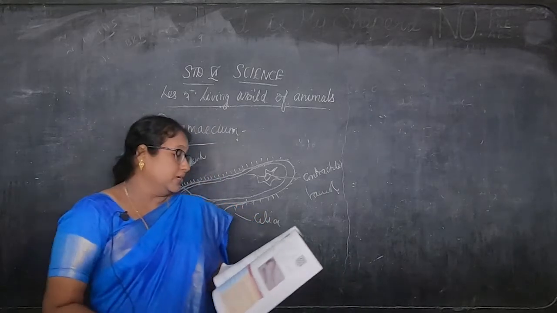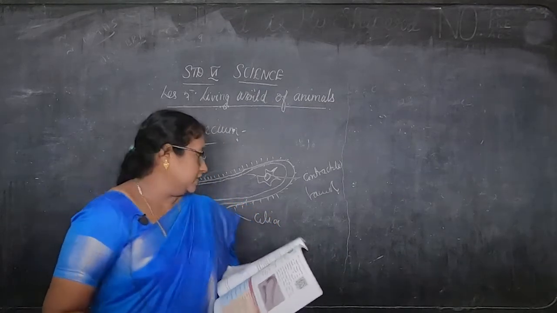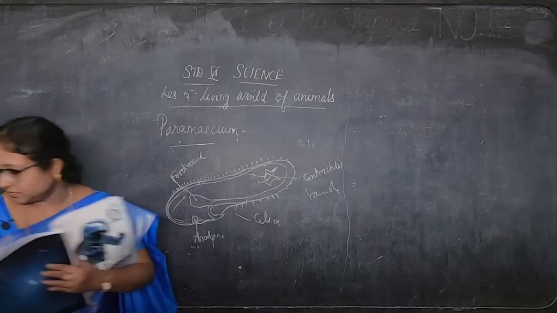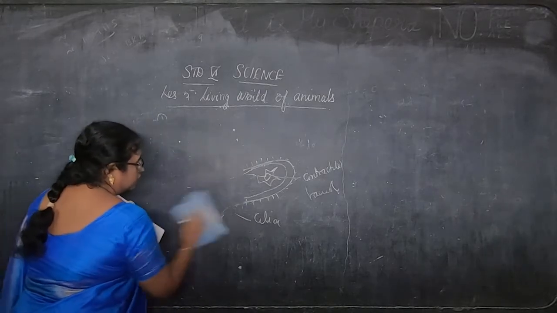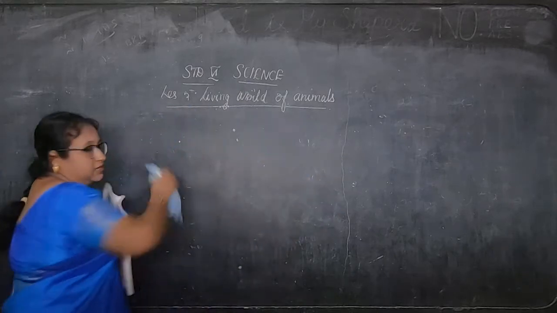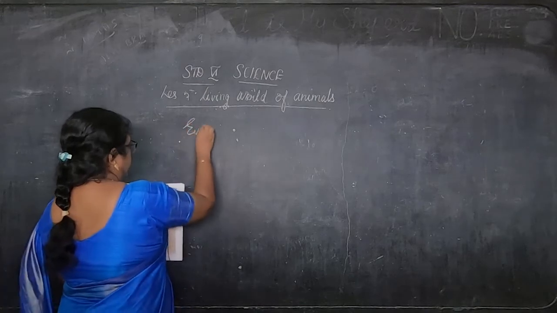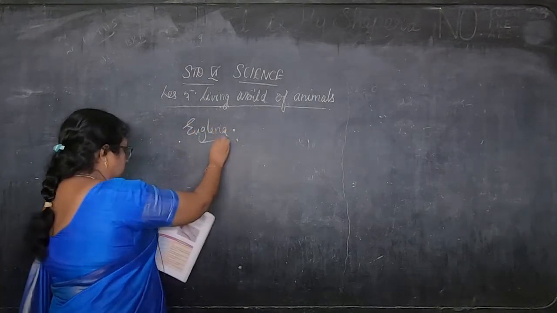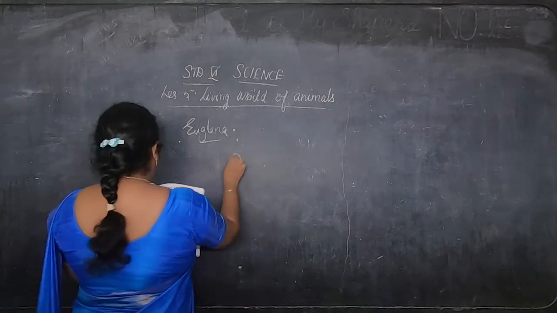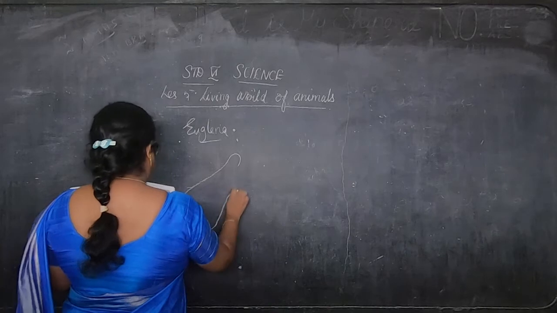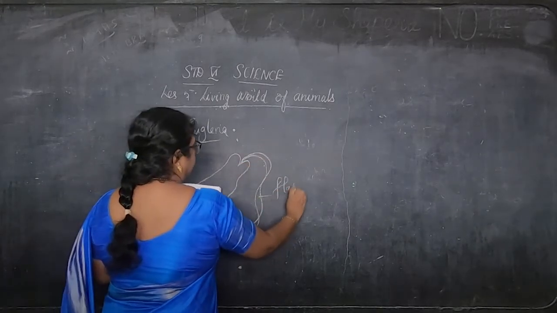Next is a euglena. Euglena is also a unicellular animal which moves with the flagellum. So that is paramecium. I think you have understood, children. You saw the diagram, and we'll draw the euglena. Okay, children. Here it has given that euglena is a unicellular animal which moves with the flagellum. So this is euglena, and this is a flagellum, children. This is a flagellum.